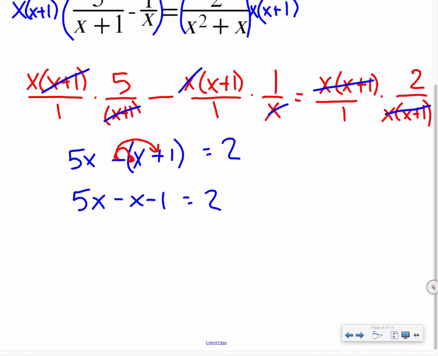Alright. Now I have my 4x minus 1 equals 2, or I have 4x equals 3, because I add 1 to both sides, and now I know that x equals 3/4. Alright, sorry for the little bit of confusion there.